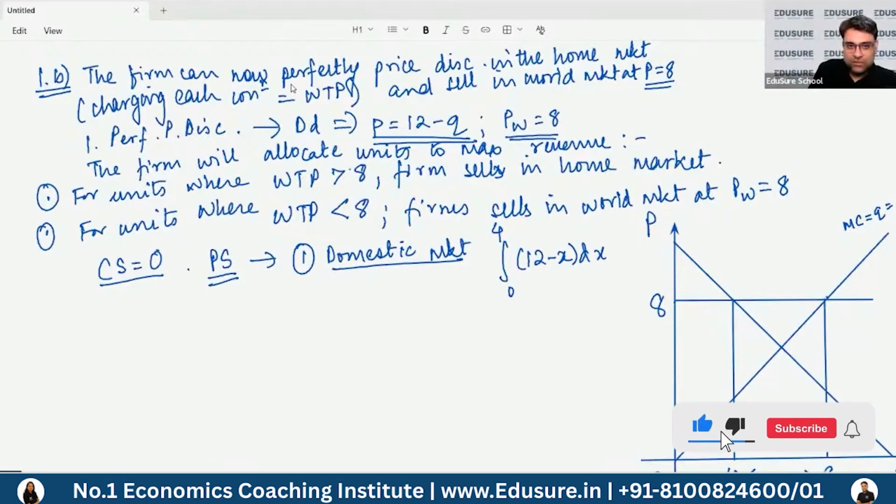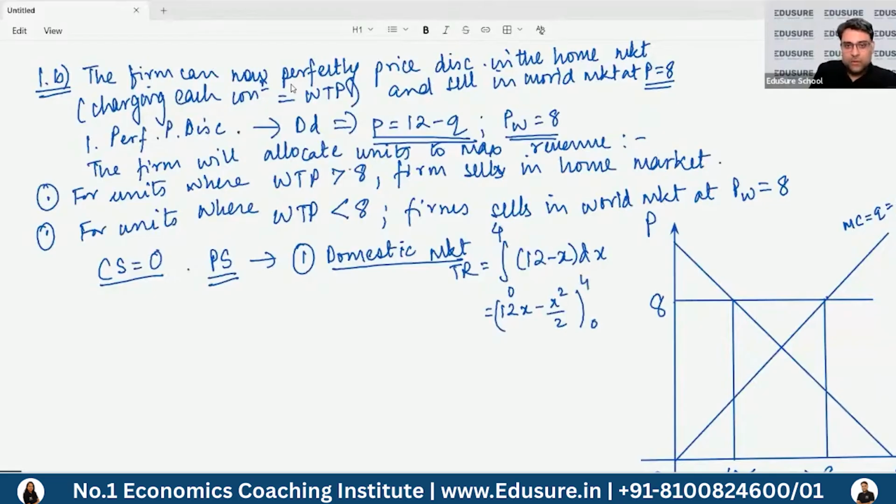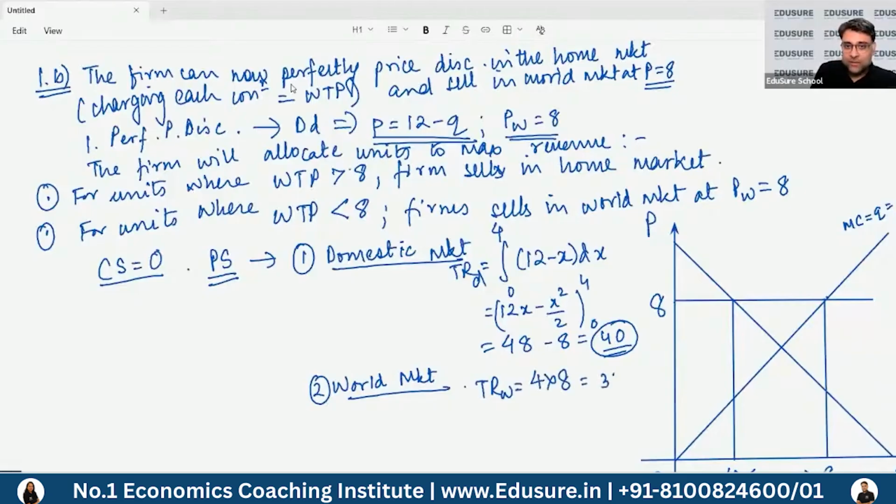This is the total revenue. I'm not taking in the cost yet. Total revenue is this, so that's 12x minus x square by 2, from 0 to 4. That's 48 minus 4 square by 2, which is 8. So 40. 40 is the total revenue from the domestic market. Now the world market: total revenue from the world market. I'm selling 4 units in the world market at a price of how much? 8. 32. This is the total revenue from the world market.